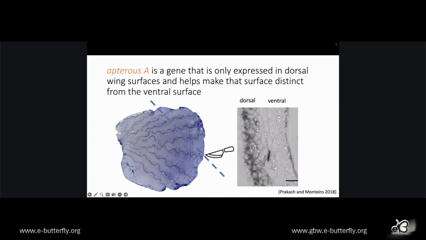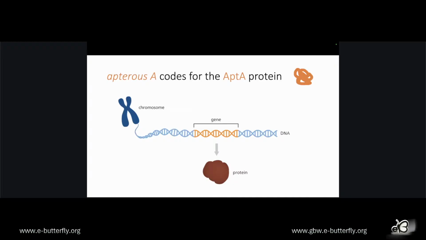So this gene is super important to tweak that ground plan, that ground genetic program on how to pattern a wing, and to be able to modify the wing patterns that are going to be dorsal specific. So what does it do and how does it do it? Apterous A codes for a protein called Apterous A protein. And this protein is a regulatory protein. It itself binds DNA and it binds to regulate the expression of multiple other target genes.